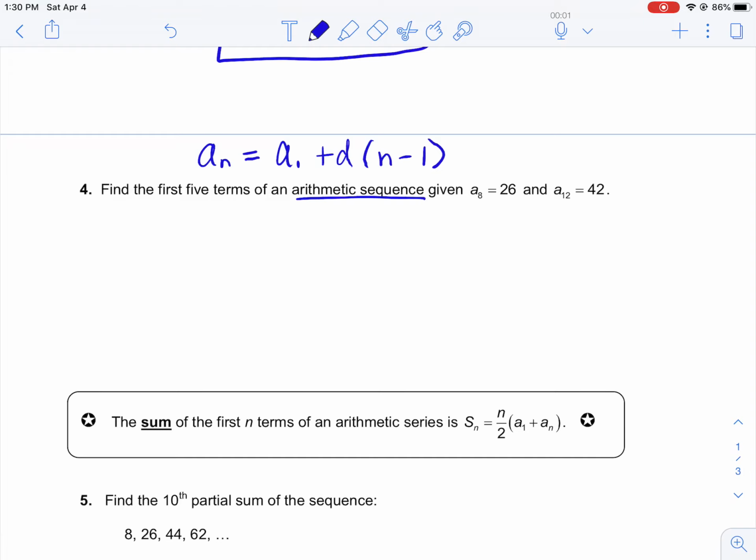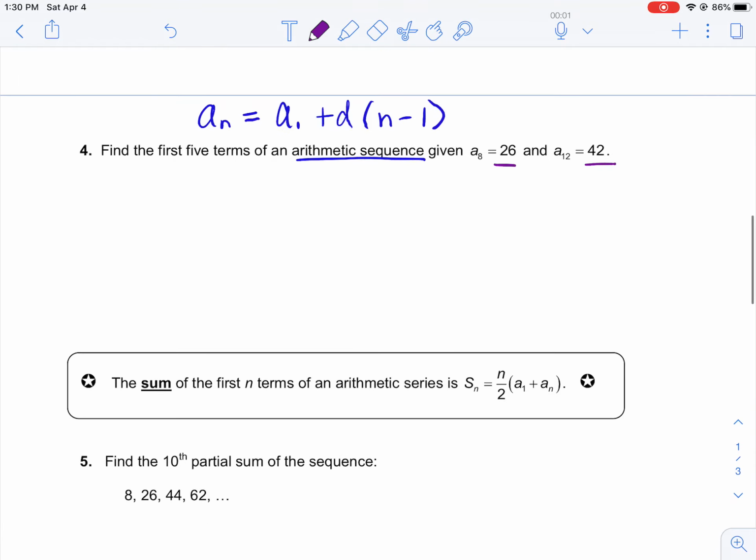Let's see, given, it looks like they gave us the 8th term and they gave us the 12th term, which are 26 and 42. Let's keep in mind that if it's an arithmetic sequence, there's a relationship between these numbers right here. I am constantly adding a number to get from one term to the next term to the next term. We know that if I'm adding the same amount for each term, the relationship is linear. So the d in this case could be represented as the slope of a line. I'm constantly increasing by so much.